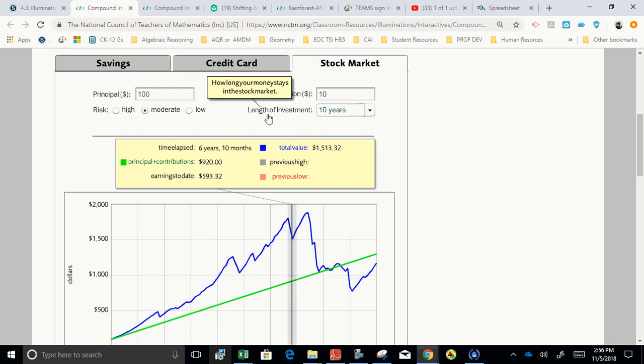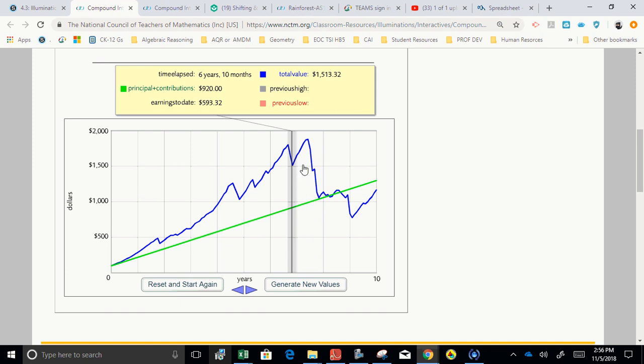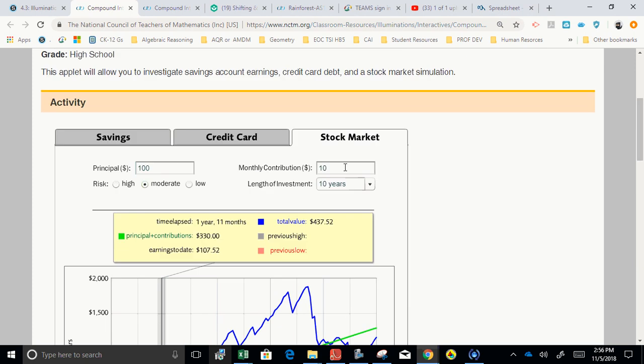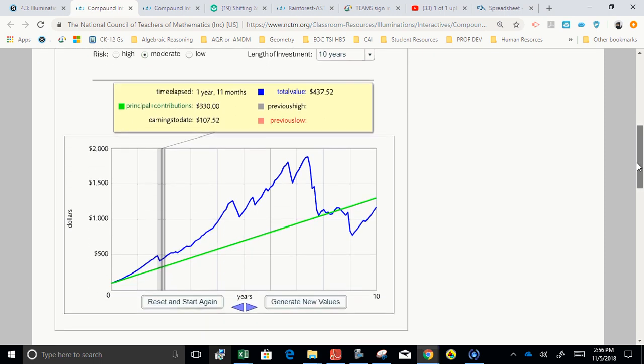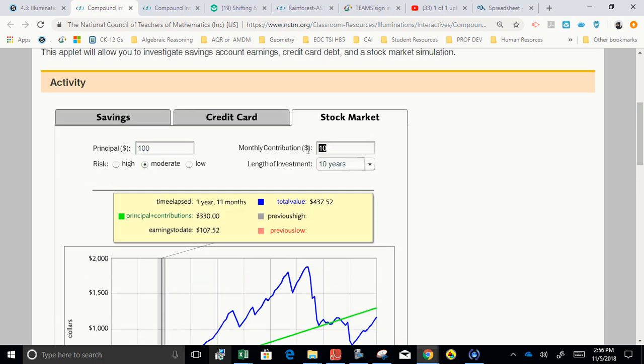Now, suppose we decided to put that in the stock market. But the stock market is a long-term game. And let's see, how do we do this? It depends on the year. Here we're doing a principal of $100 and monthly contributions of 10. And you see that after 1 year and 11 months, you have $437, but only did monthly contributions of 10. Let's do 50.